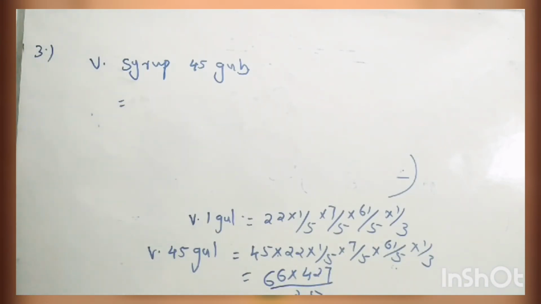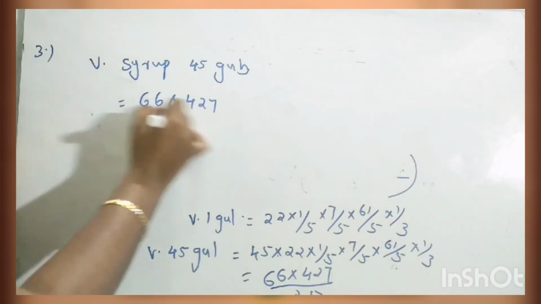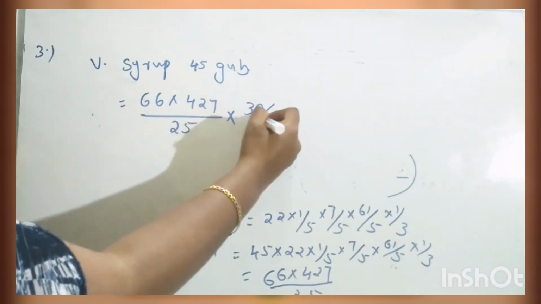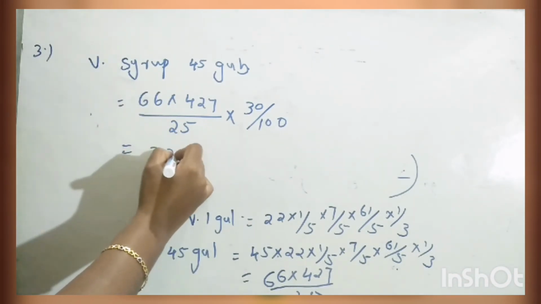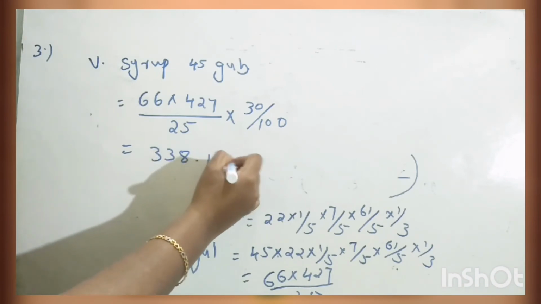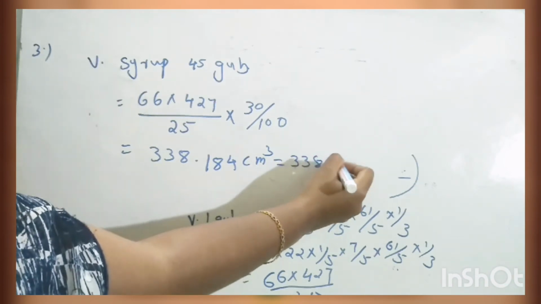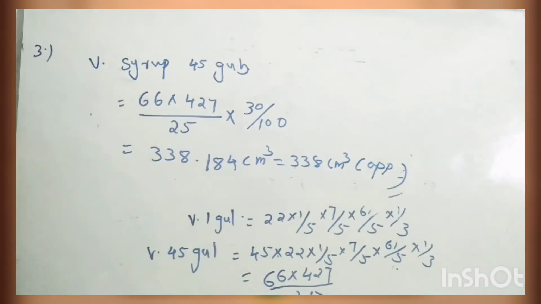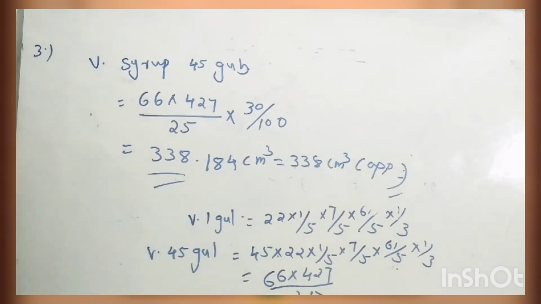That is the volume of 45 gulab jams. Then this is 66 into 427 divided by 25 into 35 divided by 100, because 35%. It is equal to 338.184 centimeter cube, approximately 338 centimeter cube. So this is the volume of syrup in these 45 gulab jams.